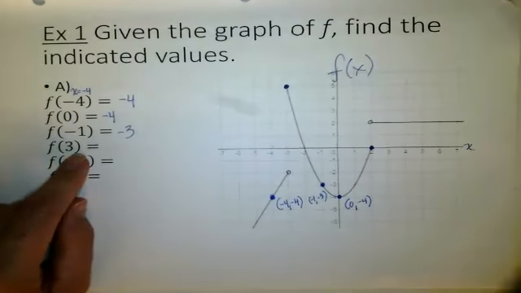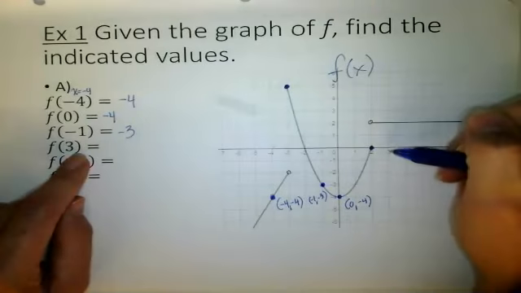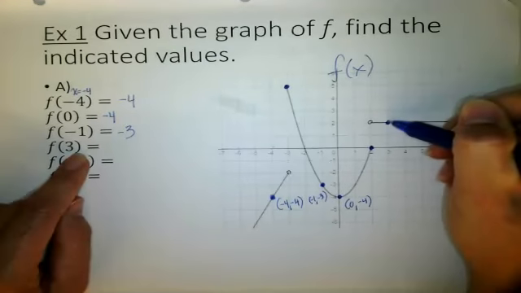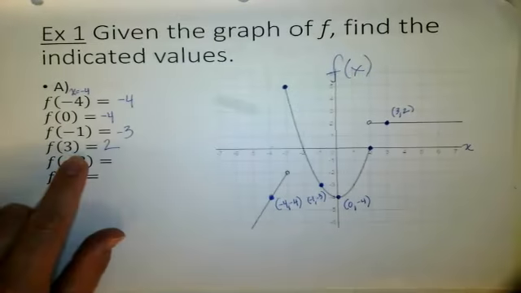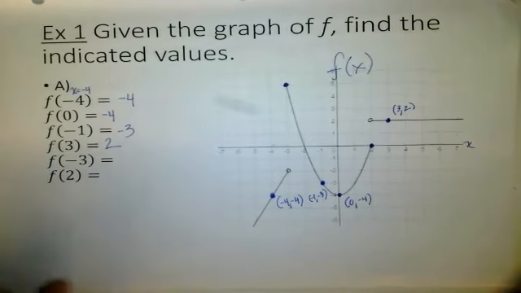F of 3. 2. Very good. We go to 3 on the x-axis, and our output is up here. The ordered pair, 3, 2. F of -3.